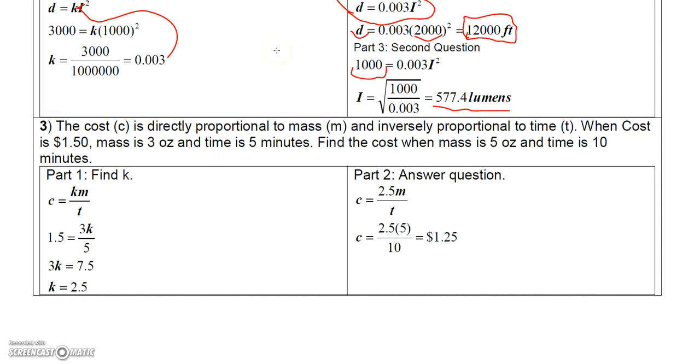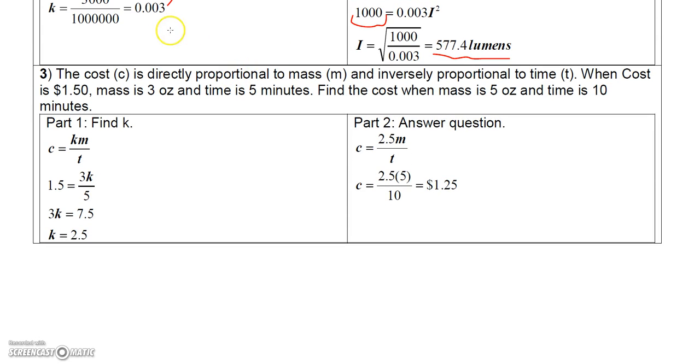Okay, I think I've got one more here. Here it says the cost, C, is directly proportional to mass and inversely proportional to time. You might remember we had that earlier. So let's take a look at what that would look like. Cost is directly proportional to mass and inversely proportional to time. So cost would equal the constant times mass, but over time.